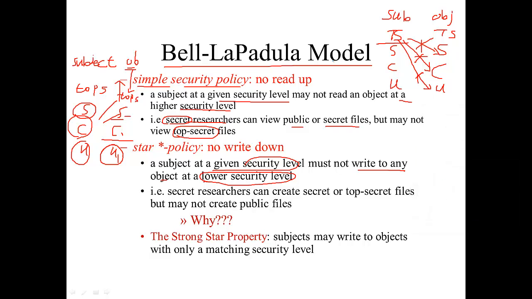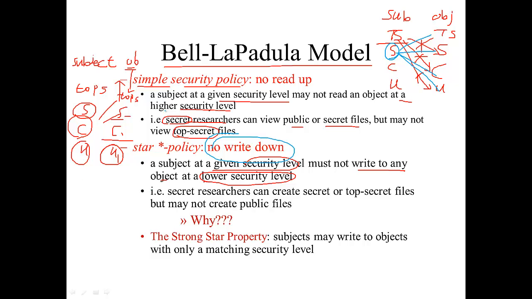Then for the security level subject, it cannot write to confidential level and unclassified level. It can write S level or up level. This is called no write down.